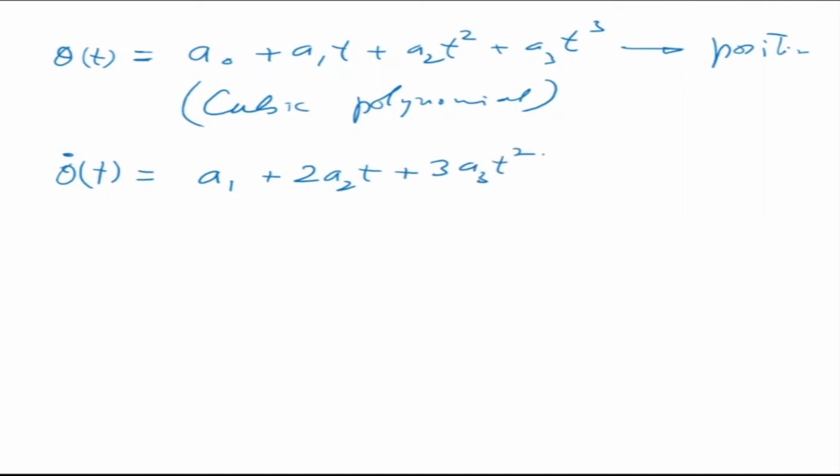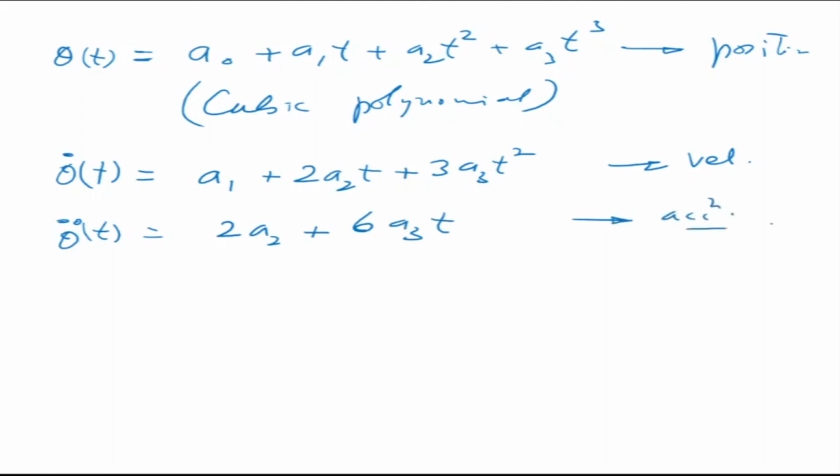Okay, this is my velocity. Now if I differentiate it again, what will I get? Theta double dot of t, which is acceleration, is equal to 2 a2 plus 6 a3 t. This is my acceleration. Okay, so now I have got my position, velocity, and acceleration equations.